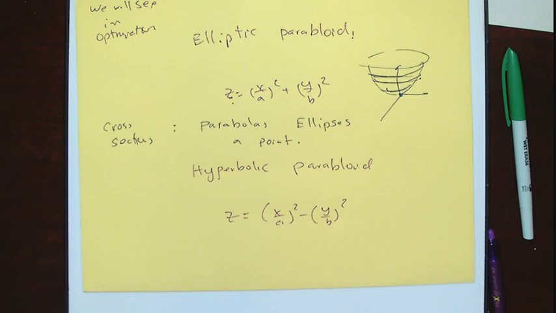Hyperbola. Does it open this way or does it open the other way? Which way? This way is easy. Why is this way so hard? What is the equation?